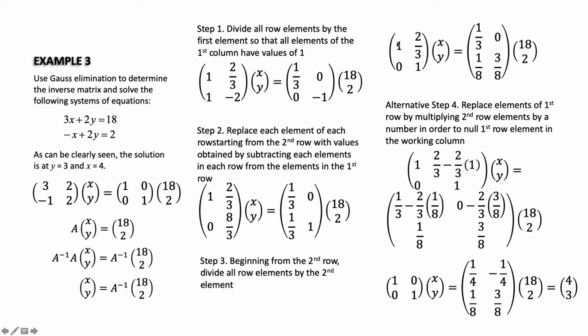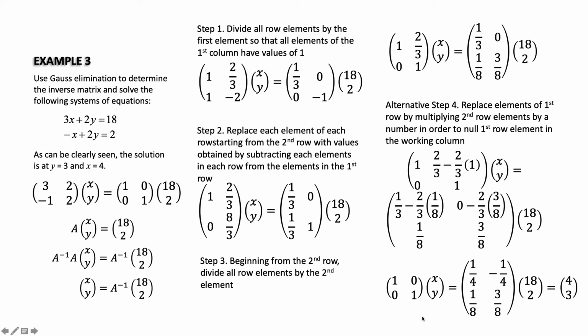So here we have 1 minus 2/3 times 0, which is still 1. So this doesn't change. That's what we have here. Following the same procedure, 1/3 minus 2/3 times 1/8 is equal to 1/4. And 0 minus 2/3 times 3/8 is equal to -1/4.